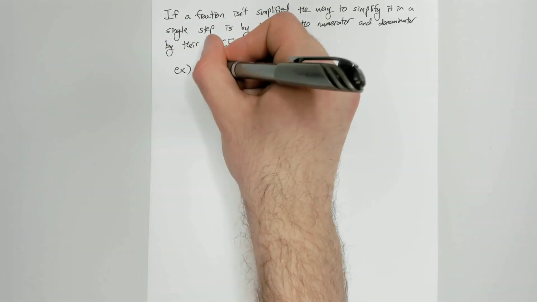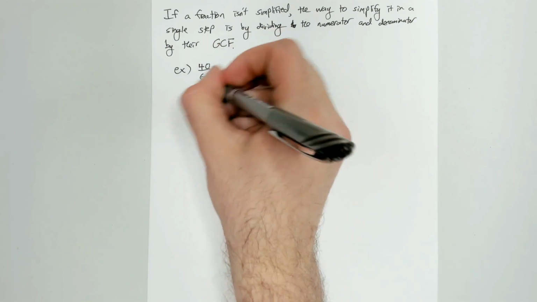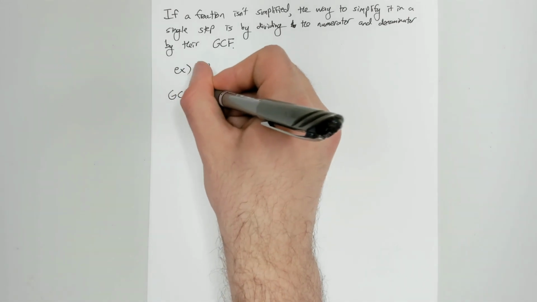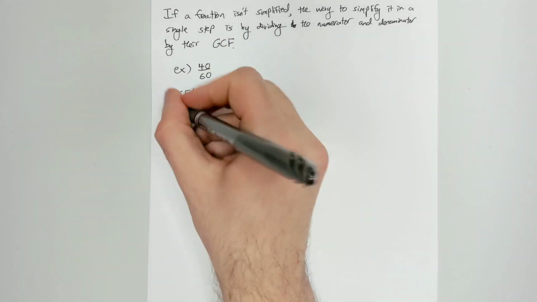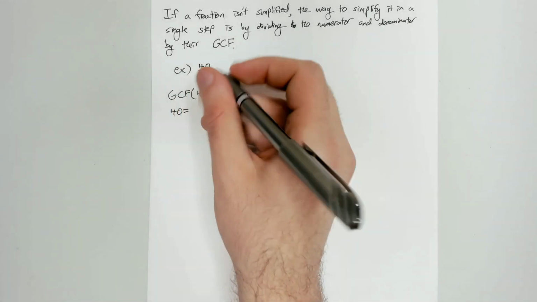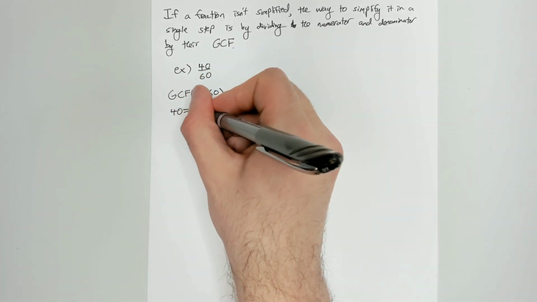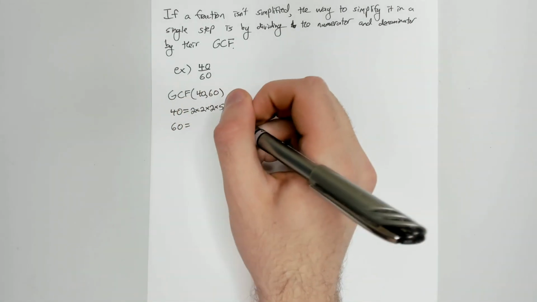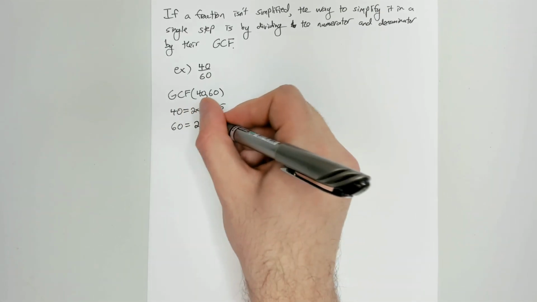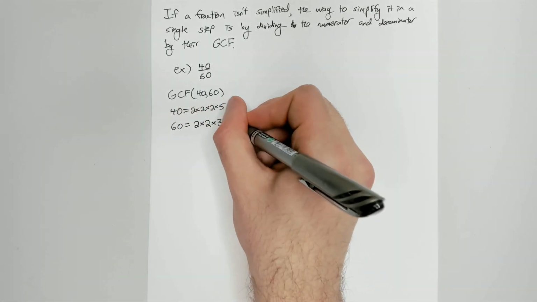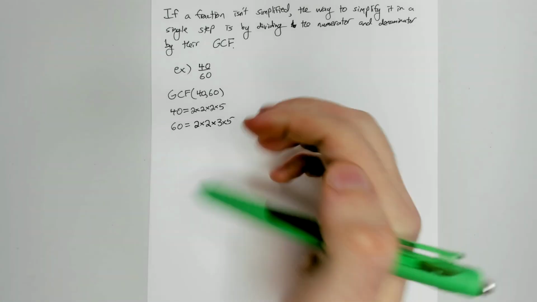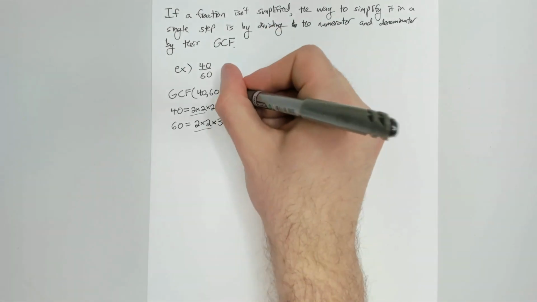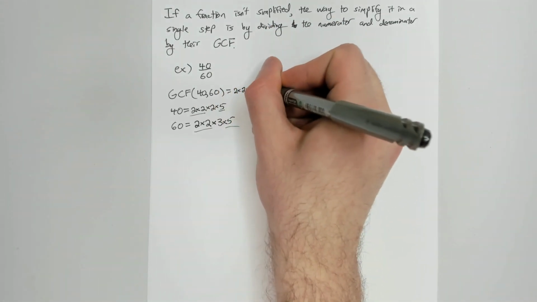So for example, 40/60ths. How do we figure out what the biggest thing to divide them both by is? Well, let's find their greatest common factor. So we have to prime factorize them. The prime factorization of 40 is 2 times 2 times 2 times 5. And the prime factorization of 60 is 2 times 2 times 3 times 5. So the greatest common factor is all the common prime factors. So 2, 2, and 5 are what are common. So the greatest common factor is going to be 2 times 2 times 5, or 20.